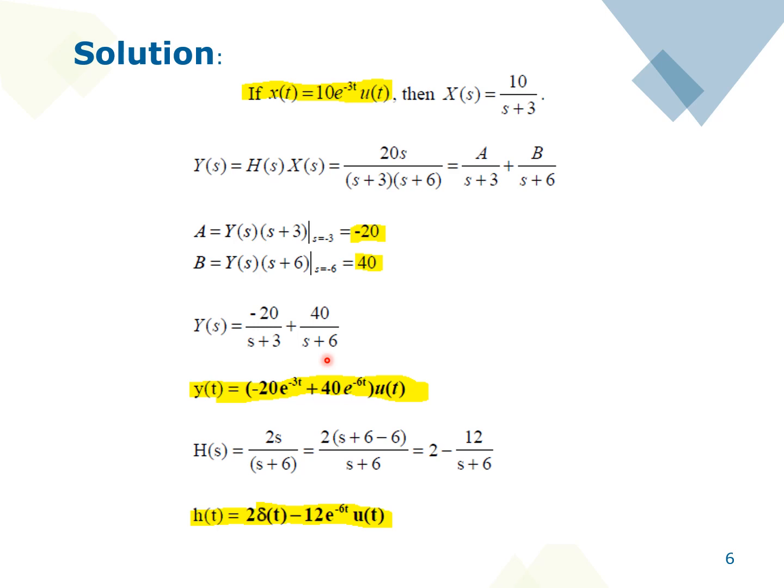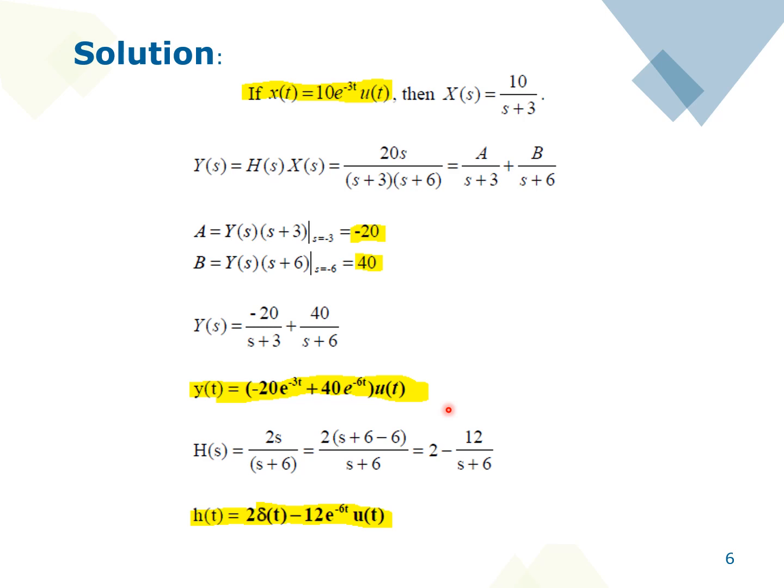Now if we take the inverse Laplace transform, we will get minus 20 e raised to the power minus 3t, and for this term we will get 40 e raised to the power minus 6t, and multiplying all with u(t). That means this time domain equation is valid for t greater than or equal to 0 because of the step response function.